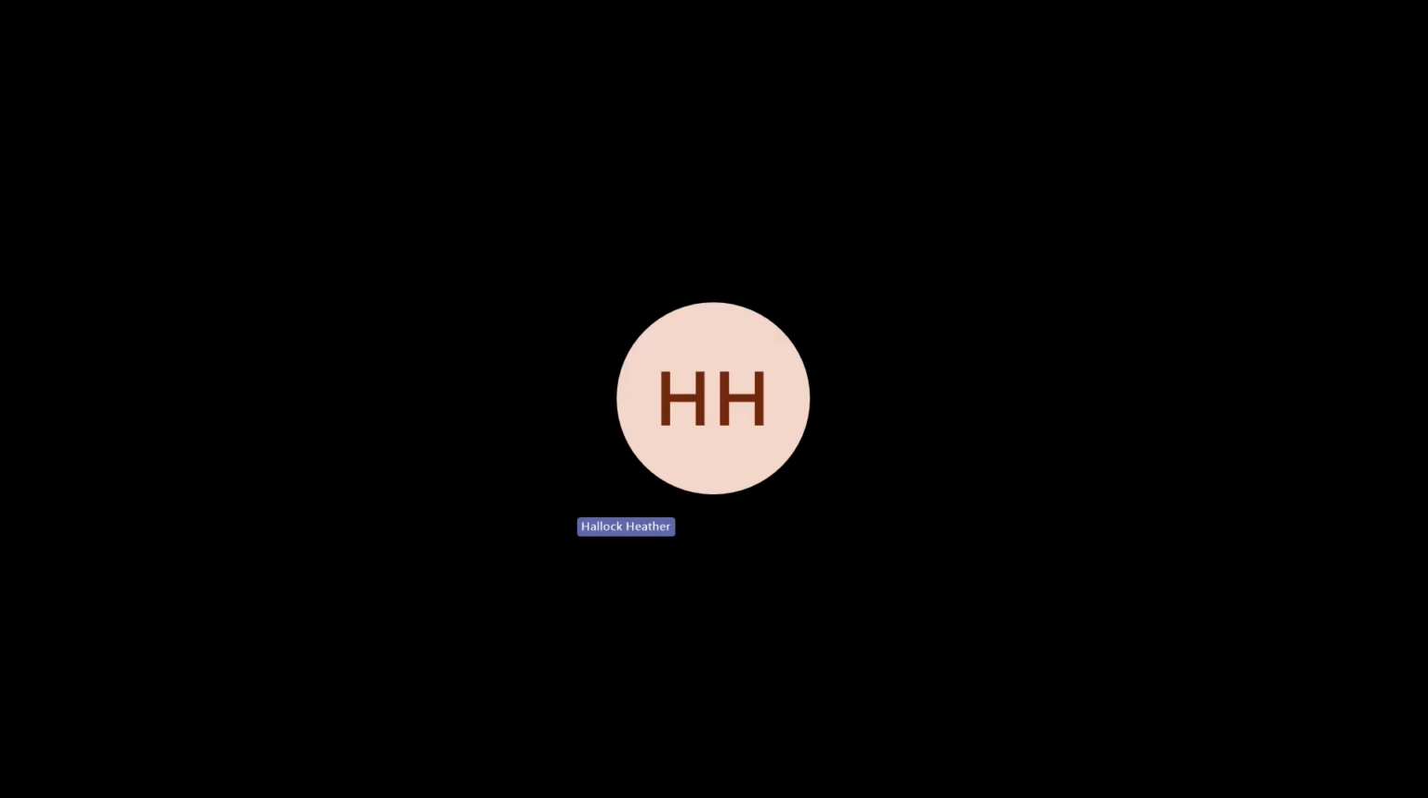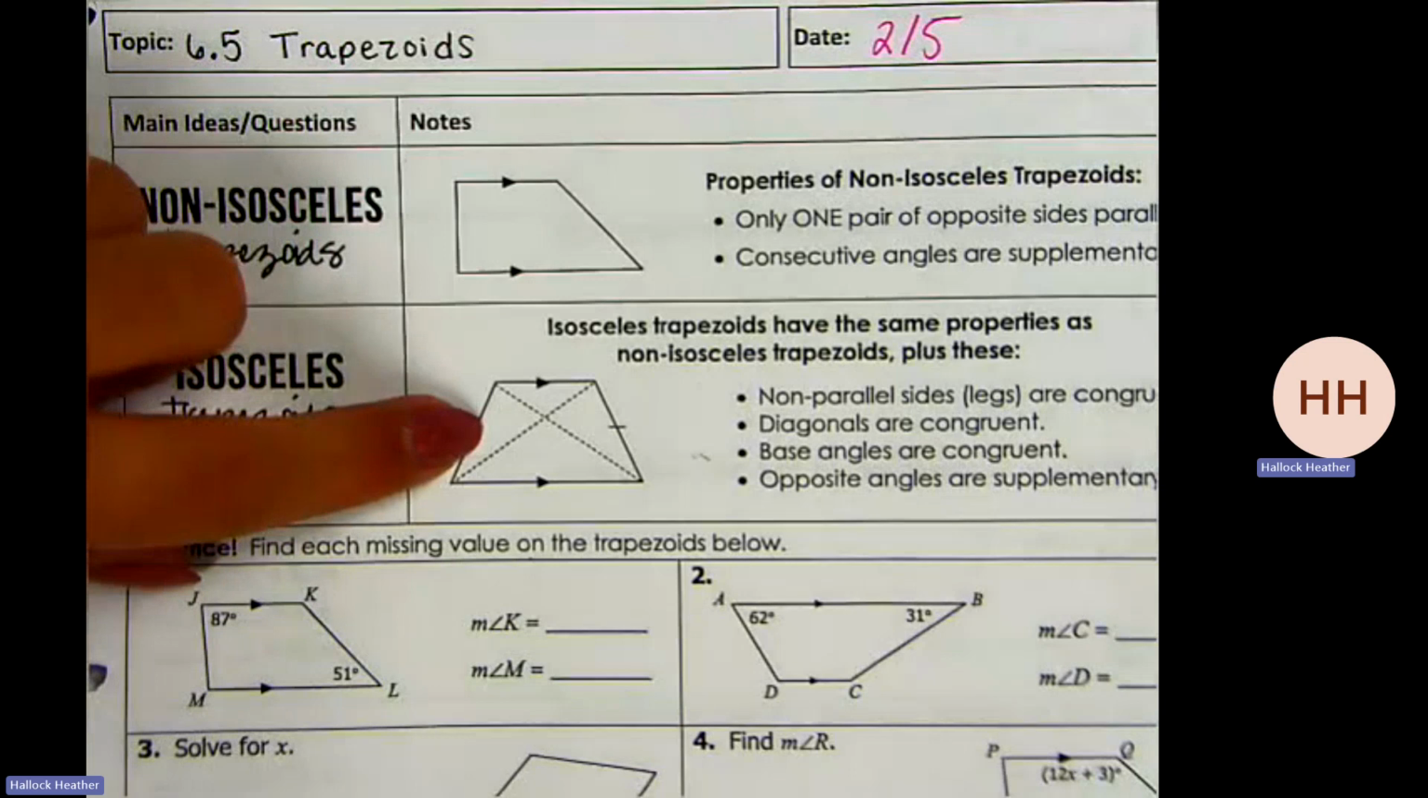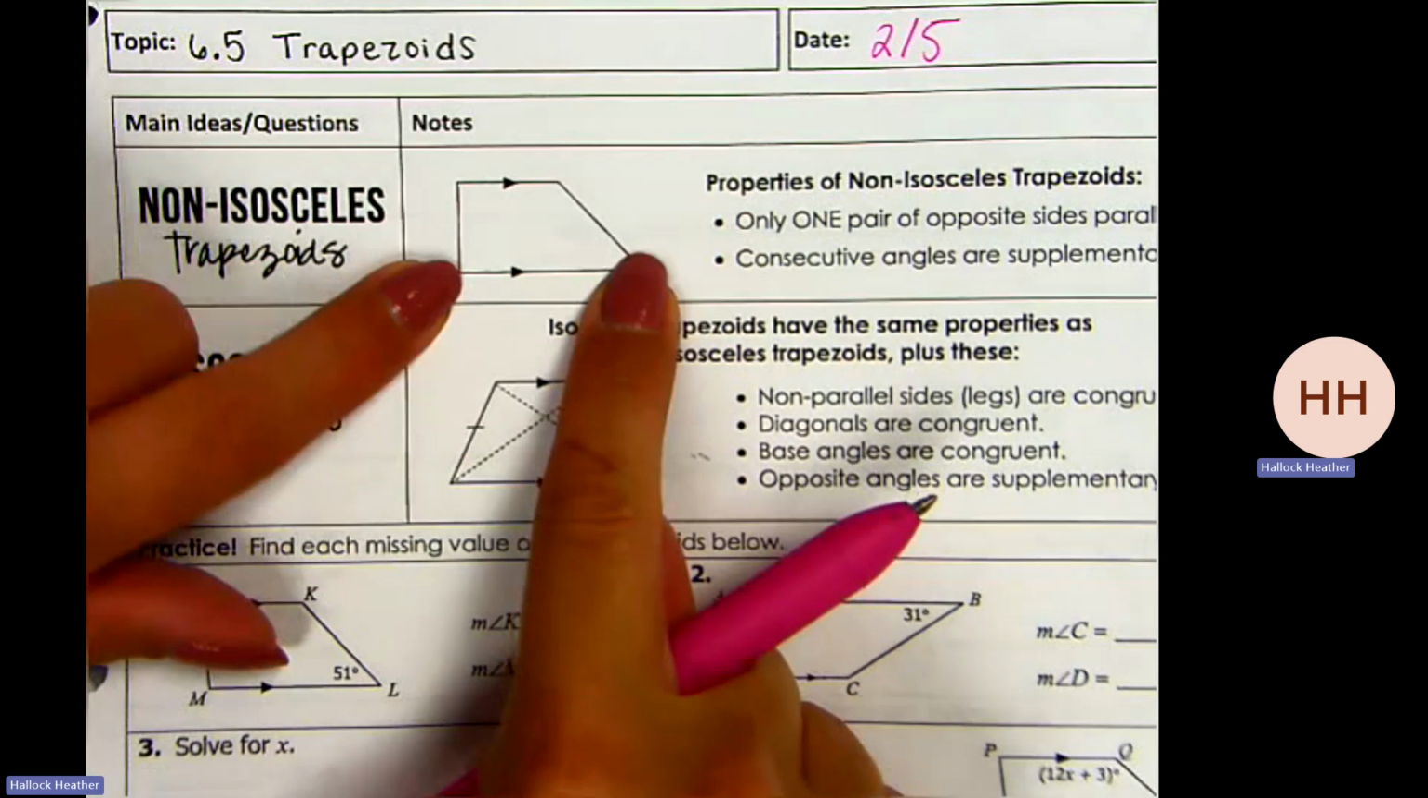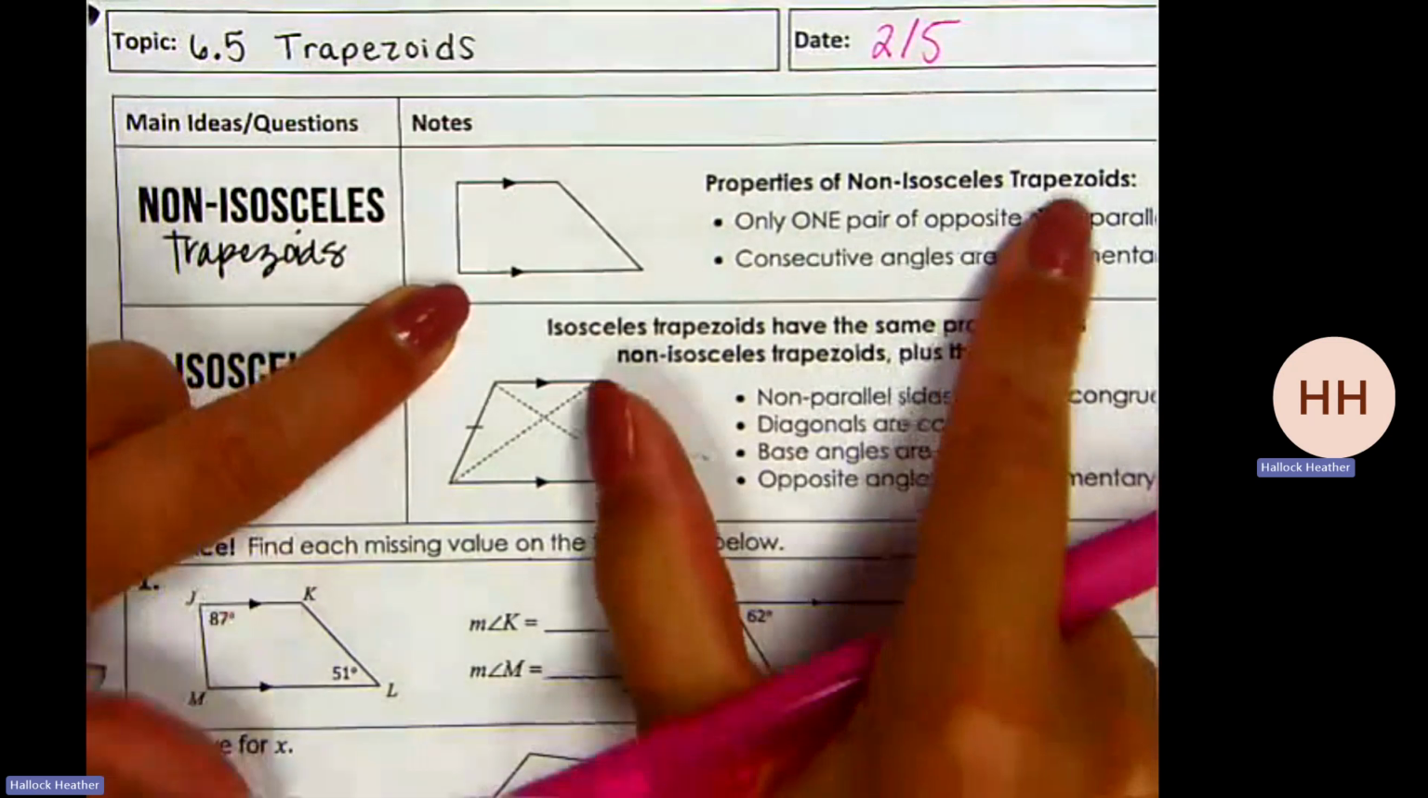They look a little funky. Isosceles trapezoids are very nice. They are your besties. They're your best friends because they have congruent sides. So let's talk about this guy first. So properties of non-isosceles trapezoids.